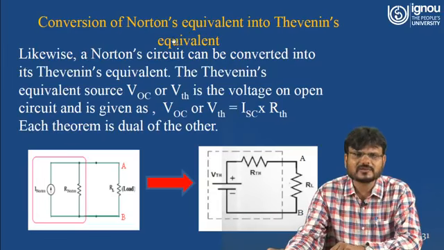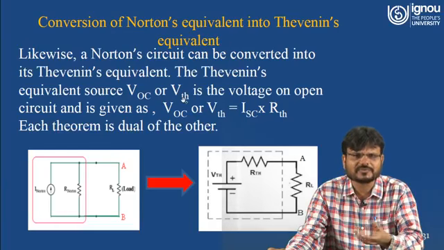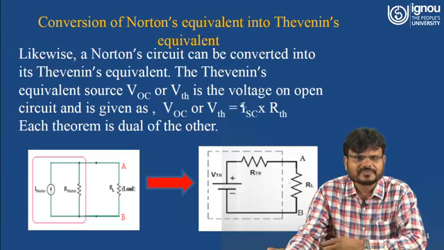Next is conversion of Norton equivalent into Thevenin equivalent. Likewise, a Norton circuit can be converted into its Thevenin equivalent. The Thevenin equivalent source VOC or VTH, because VTH is what? VTH is nothing but the open circuit voltage across the two terminals, given as VOC or VTH, is equal to what? This ISC multiplied by this RTH or RN, then you will be able to find the Thevenin voltage.